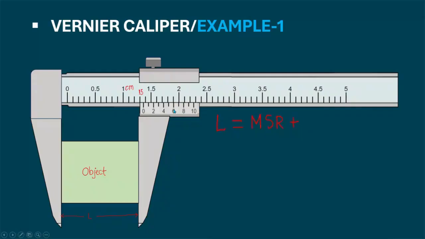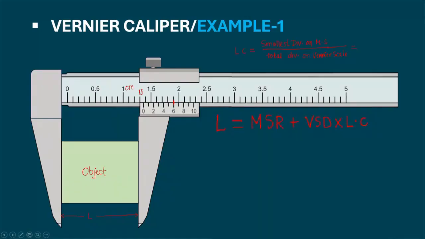So I can say the 6th division on the Vernier scale is coinciding perfectly. That is called the Vernier scale division, and that Vernier scale division will be multiplied by the least count. The least count procedure you already know, and it is very simple: the smallest division on the main scale, divided by the total number of divisions on the Vernier scale. This is a simple way of doing it.